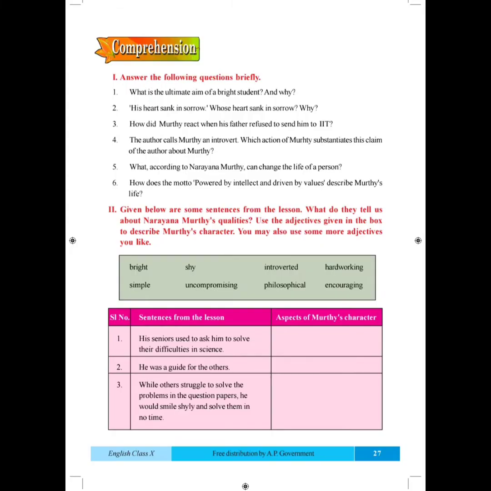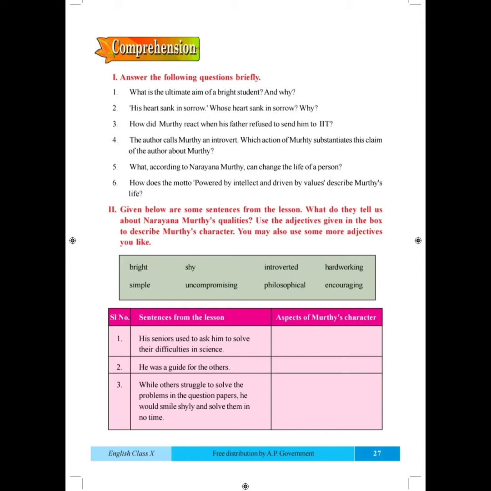Page 27. The second part in our comprehension. Given below are some sentences from the lesson. What do they tell us about Narayana Murthy's qualities? Use the adjectives given in the box to describe Murthy's character. You may also use some more adjectives you like. So they're giving us the freedom to use some more characters that we like. And also they have given a few adjectives to describe Murthy's character in the help box. So let us do this.